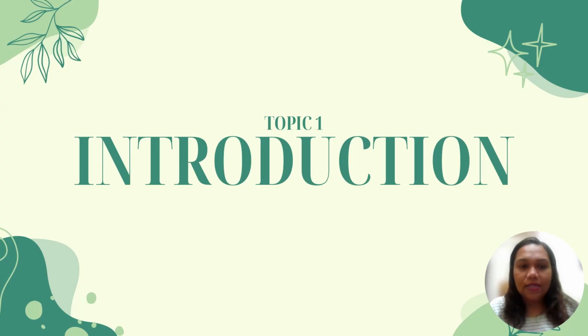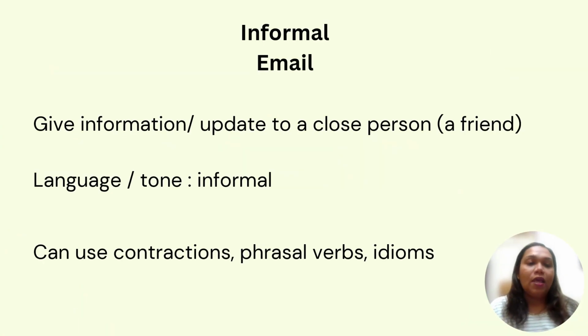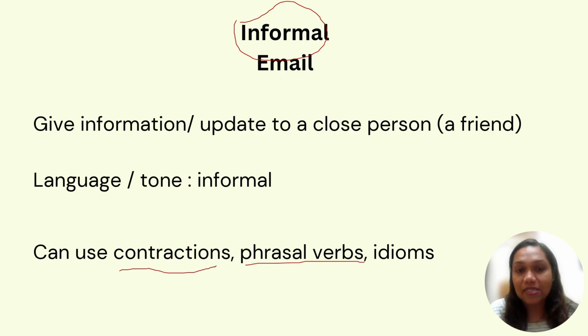Starting our lesson, let's first look at what this writing is, under the topic introduction. First thing, what this email is, what we are talking about, what we have to write. That's something you have to understand first. So first thing is that you have to understand that this is an informal email. Okay, not a formal email. This is going to be an informal email. Because of that, you can use things like contractions, phrasal verbs and idioms, as this language will be informal.